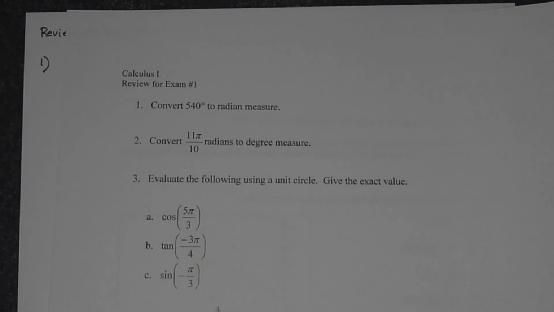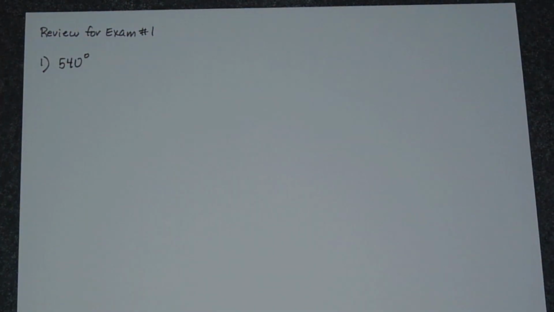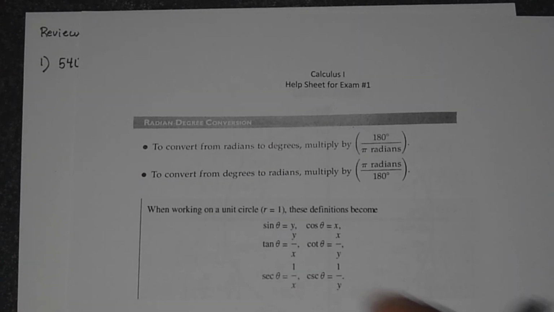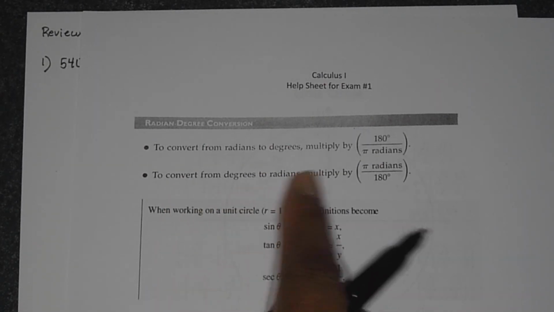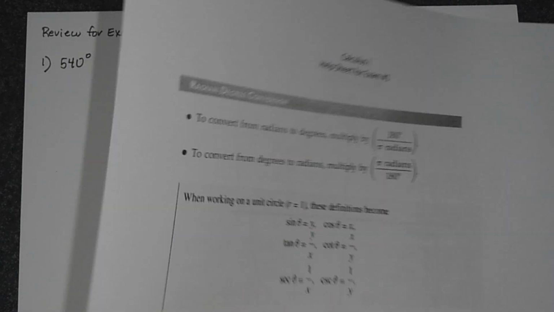All right, so now we'll start with problem number 1, where it says convert 540 degrees to radian measure. Here we're converting from degrees to radians, so that means we multiply by pi radians over 180 degrees.